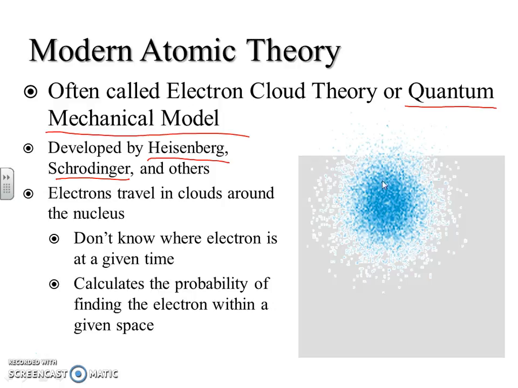to find it. So if we look here, we see there's a lot of blue dots near the center. And that's because you're more likely to find electrons really close to the nucleus. The further you get out, the less blue dots you have, and the less likely you are to find an electron in that location. But you don't actually know where an electron is at a particular time, because as soon as you find out where it is, it's already gone. They're moving very quickly and they never stay in the same place.